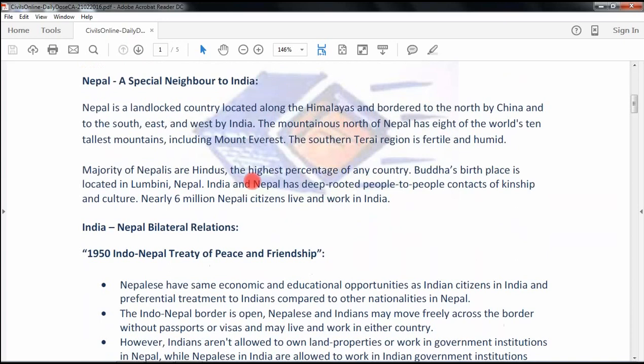Majority of Nepalis are Hindus, the highest percentage of any country. Buddha's birthplace, Lumbini, is located in Nepal. And India and Nepal have deep-rooted people-to-people contacts of kinship and culture. And many millions of Nepali citizens live and work in India.